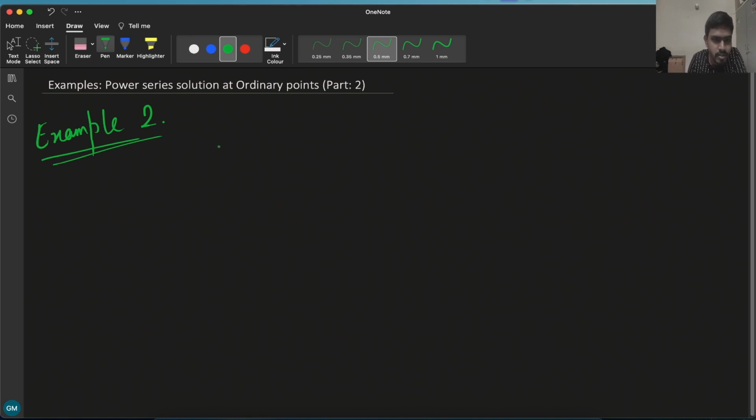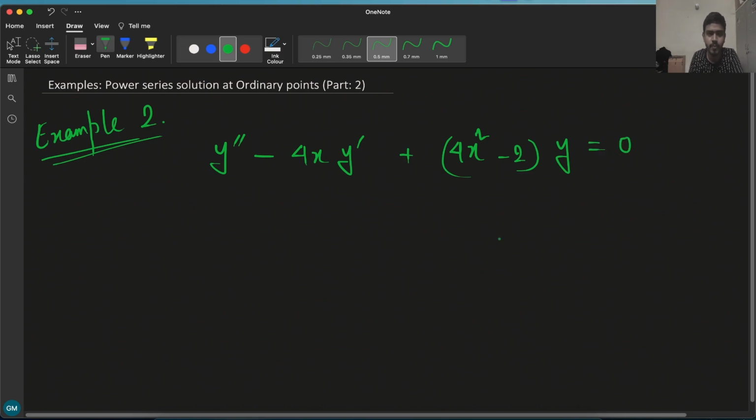So the given differential equation is y double dash, or d2y dx2, minus 4x y dash, that means dy dx, plus 4x square minus 2 times y equals to 0. And we are asked to find the series solution of this differential equation at x equals to 0, if the solution exists.